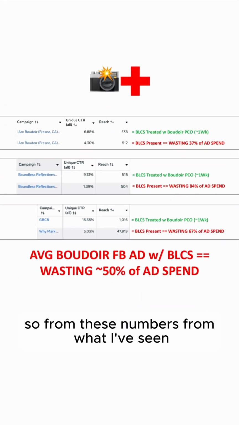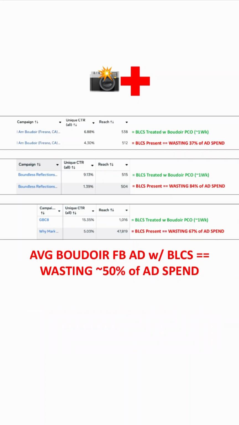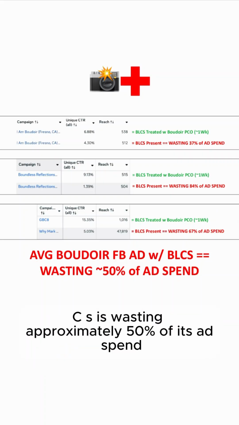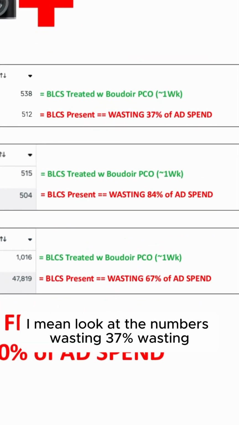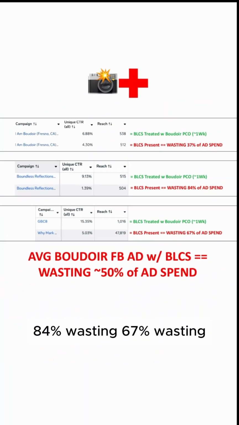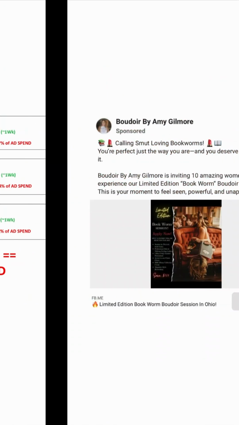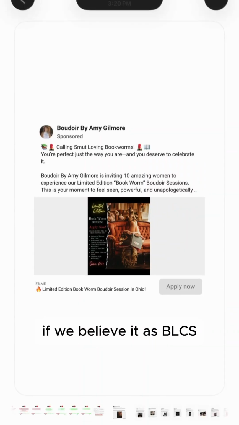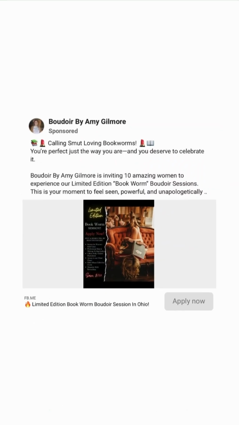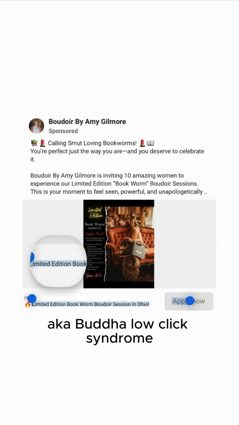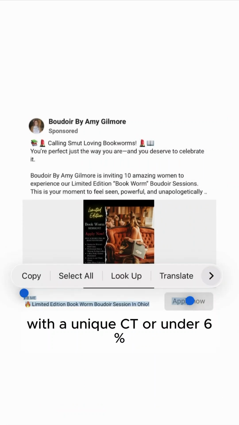So from these numbers, from what I've seen, the average boudoir Facebook ad with BLCS is wasting approximately 50% of its ad spend. I mean, look at the numbers: wasting 37%, wasting 84%, wasting 67%, so it's wasting approximately 50% of its ad spend. So now we're going to diagnose this, see if we believe it has BLCS, aka Boudoir low click syndrome, with a unique CTRL under 6%.